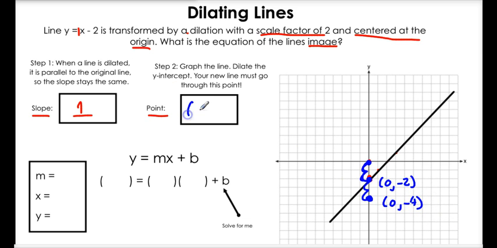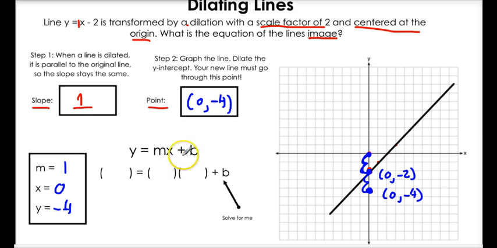So that's the point that it has to go through. Don't get it mistaken here. It always has to go through the point after you dilate the y-intercept. That's the key. That's where I see the most problems here. So now we just solve like we've been doing. It has to have a slope of 1. It has to go through this point right here, (0, -4).